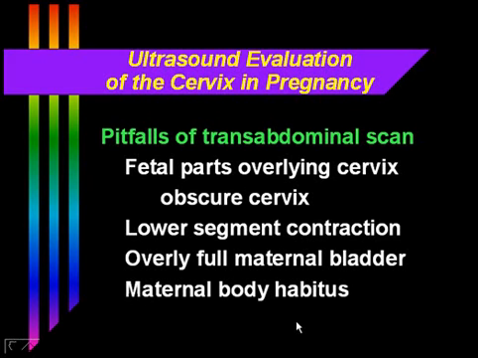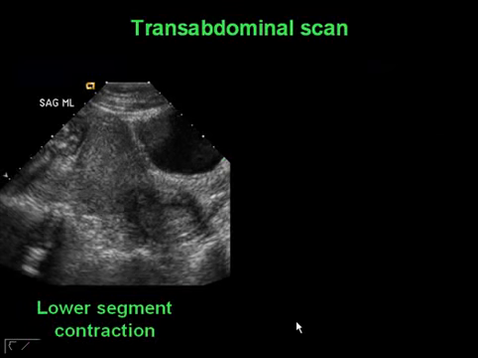There are pitfalls to scanning the cervix transabdominally. One is that fetal parts may overlie the cervix, obscuring it. Another is a lower uterine segment contraction. Another is an overly full maternal bladder. And lastly, sometimes maternal body habitus prevents our seeing the entire cervix well.